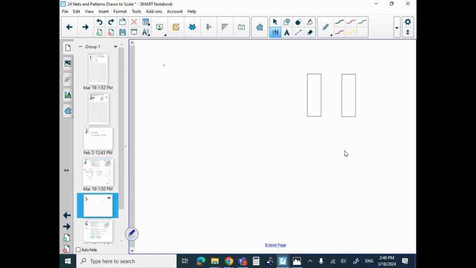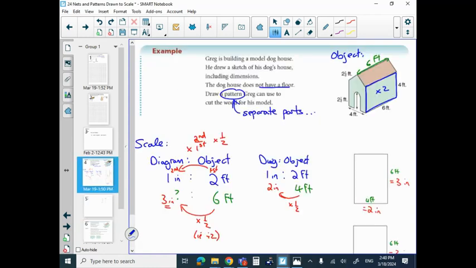So again, our scale is the diagram. So diagram to, what did I say there? It's a diagram to object.